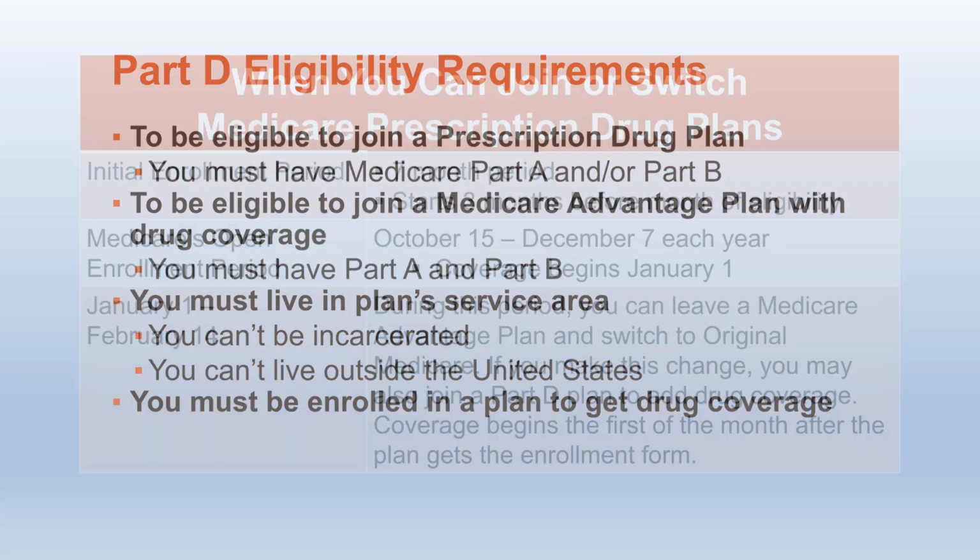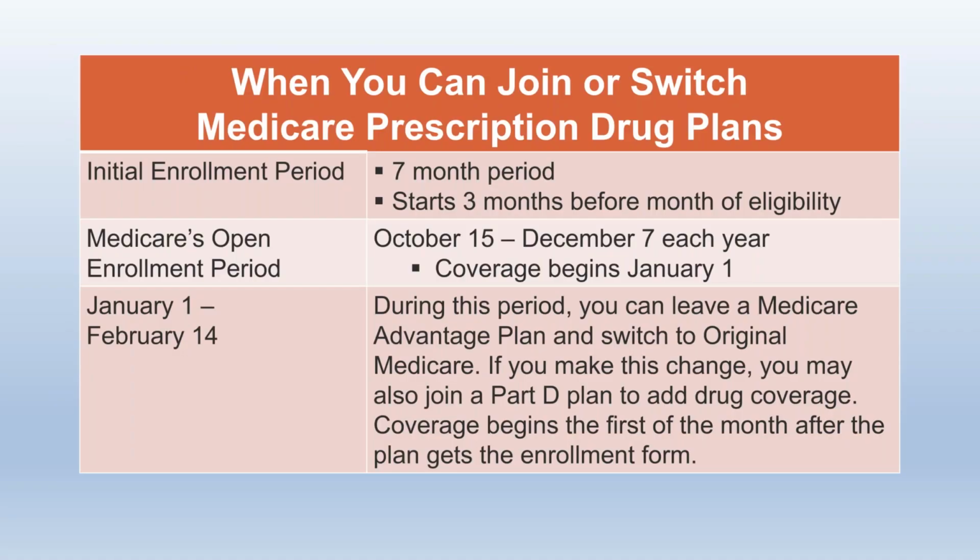When you can join or switch a Medicare prescription drug plan: the initial enrollment period for Part D is the same as for original Medicare and Part C, it's the 7-month period that starts 3 months before your 65th birthday. The Medicare open enrollment period for when you can switch your Part D plan to another Part D plan is the same as for Part C. You have a window every year from October 15th through December 7th for coverage to begin on January 1st. And you can also disenroll from January 1 through February 14th every year.